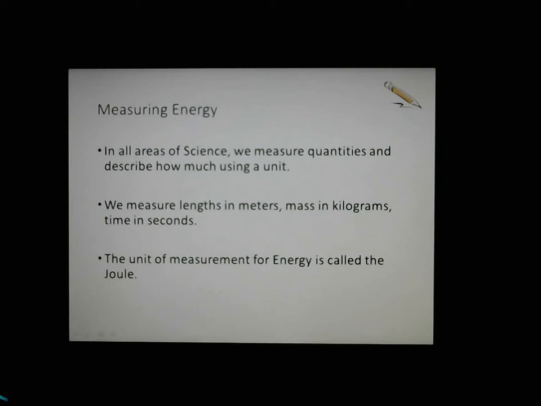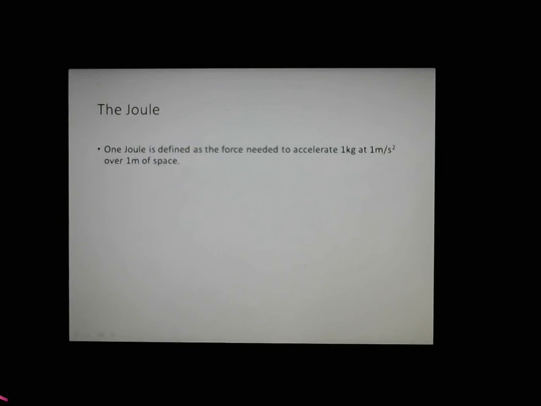But energy has its own unit. It's called the Joule. Now, notice the fact that the spelling has a capital J. It's named after a person, so it does get a capital, unlike meters, kilograms, and seconds. Now here's the definition, and this is a really complicated definition. 1 joule is defined as the force needed to accelerate 1 kilogram at 1 meter per second squared over 1 meter of space, which most of you should be going, I don't know what that means. It's a fairly confusing idea.